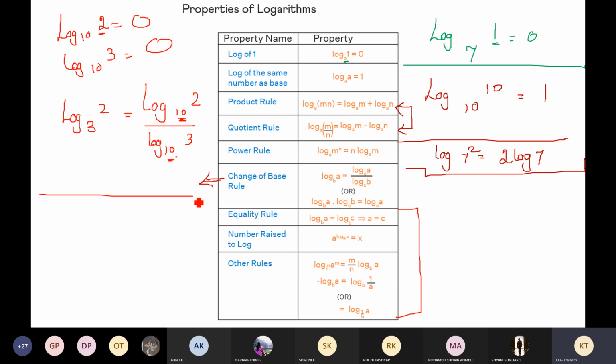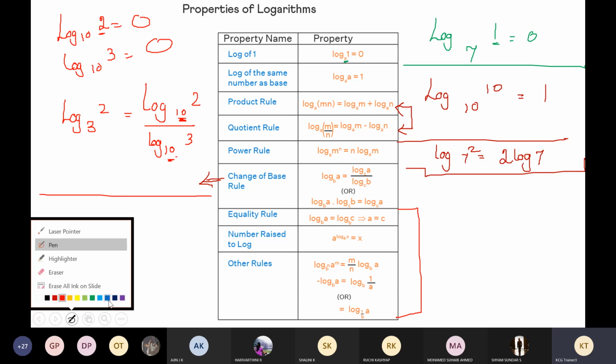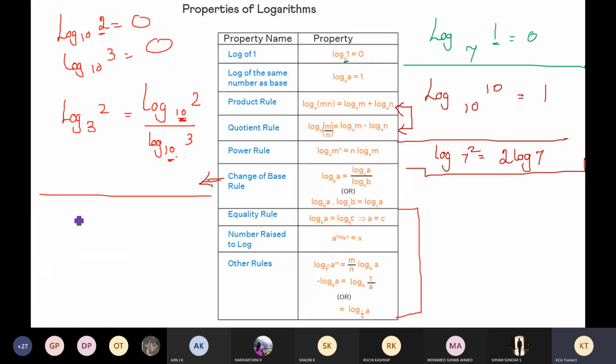And there are certain formulas which are not listed here. For example, listen carefully. Log of a to the base b will always be equal to 1 by log of b to the base a. 1 by log of b to the base a.